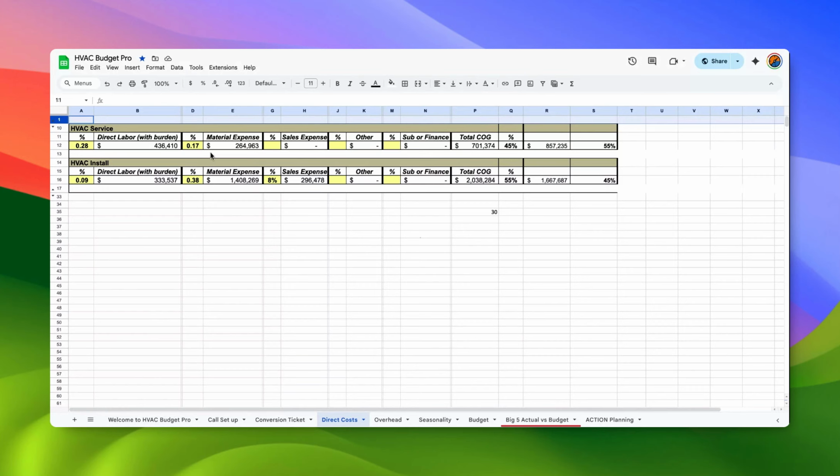Now, we'll plug in direct labor with burden and material expenses. In service operations, materials include essentials like traps, contactors, wet switches, wire nuts, and metal tape, everything the service team uses, categorized under material expense. And to clarify, this doesn't include inventory. We're capturing material expenses when revenue is generated, not inventory purchases.